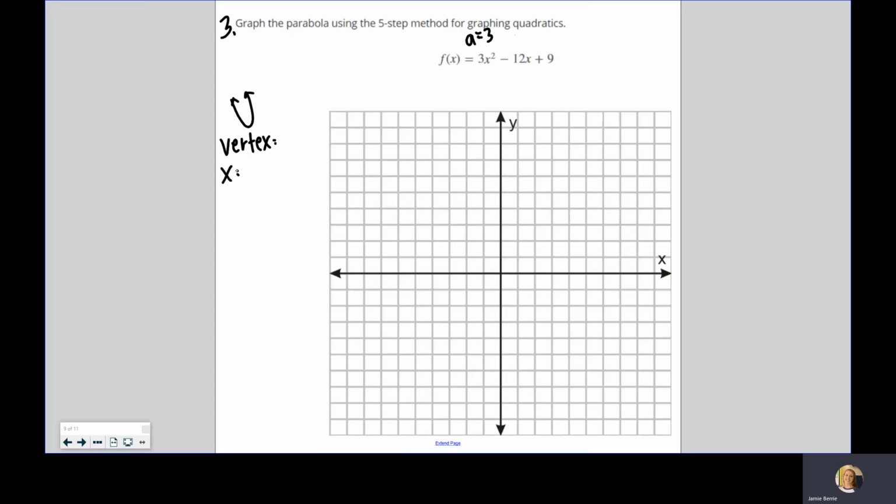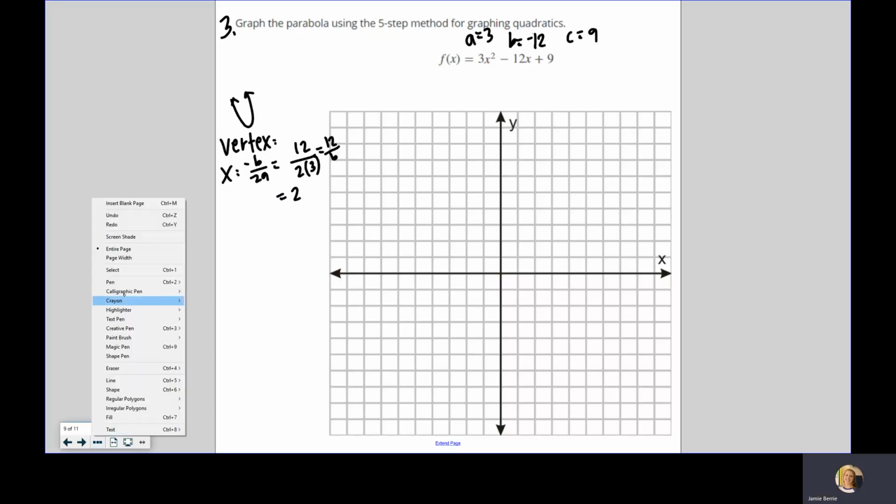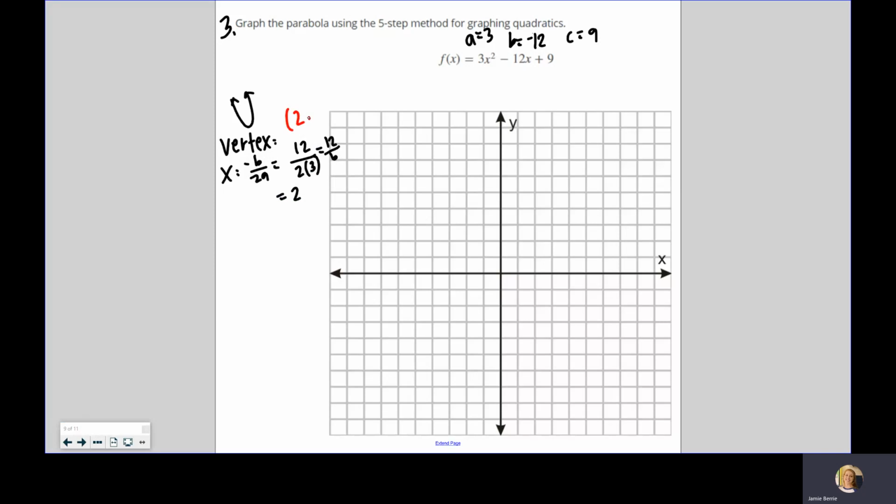All right, so remember the x coordinate is negative b over 2a. So b here is negative 12, and c is 9. So the opposite of b, or negative b, would be negative 12, which is positive 12, over 2 times a, so 2 times 3. So 12 over 6, which is 2. All right, so our x coordinate is 2. Let's write that up here. So the vertex is 2, comma, and then we'll find the y coordinate.